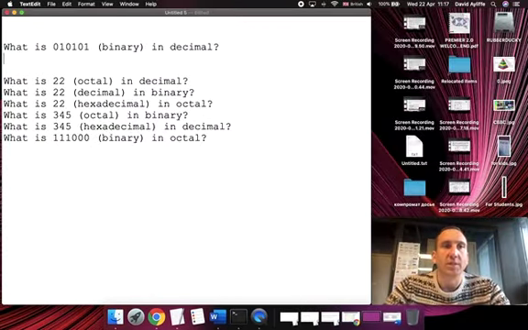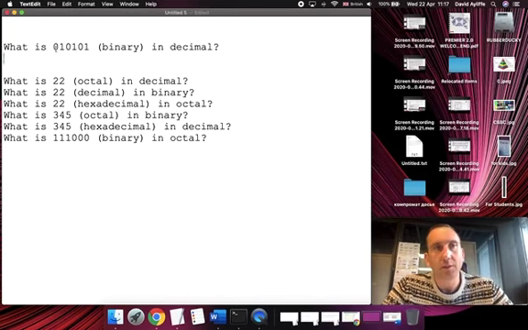So what's 0 1 0 1 0 1 in decimal? Well, this is nice and straightforward. That's 1 plus 4, 8, 16. So 16 plus 4 is 20. So that's nice and easy. That's 21.